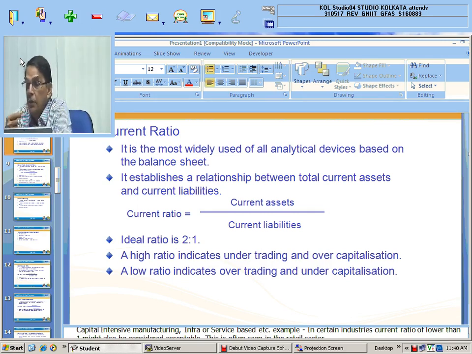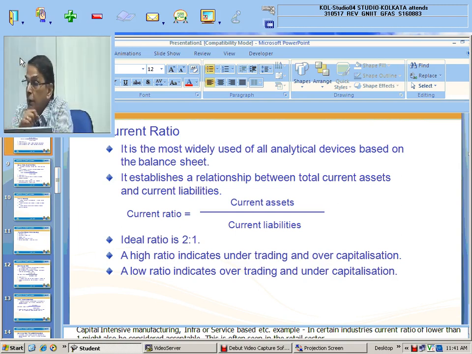It basically establishes a relation between total current assets and current liabilities. Now if the ratio is less than 1, what does it mean? It means current assets are less than the current liabilities, which means the company doesn't have enough short-term assets to take care of its short-term liabilities.